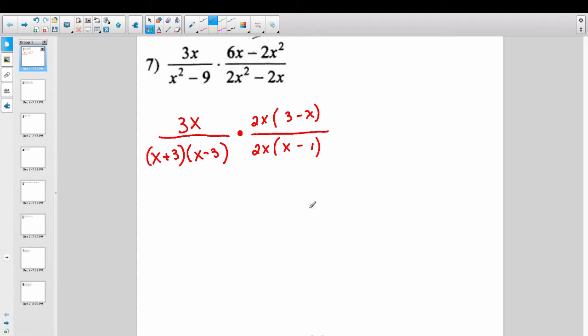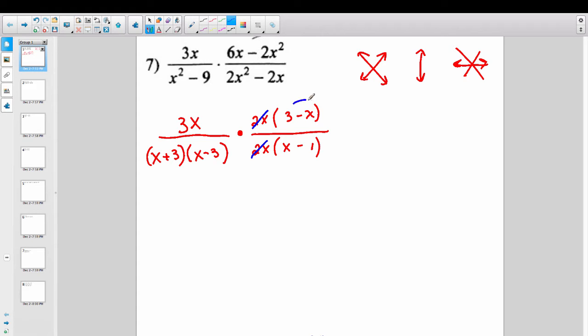You find pairs that match. You can cancel crisscross or up and down. You just can't go sideways. That's not good. Okay, so let's start with the easy ones. 2x, 2x. They can cancel to be 1. All right, well that's it.